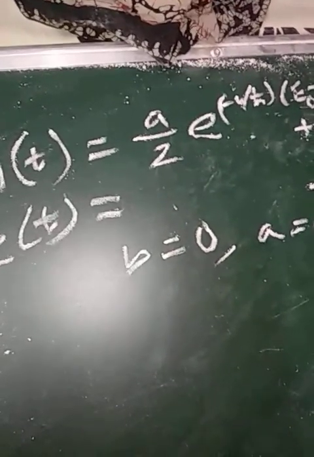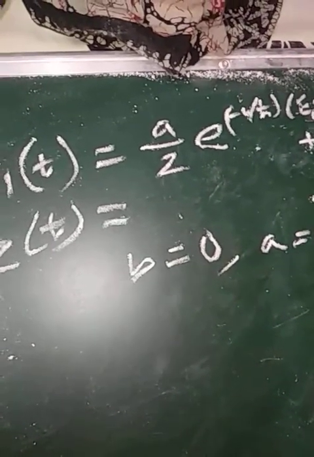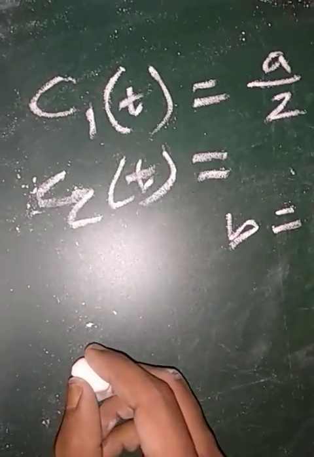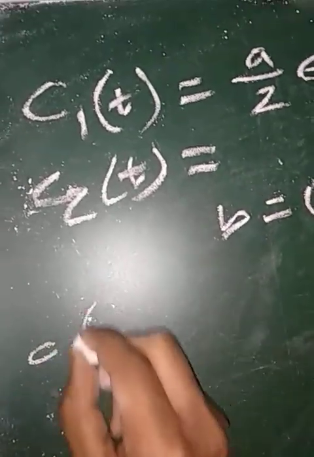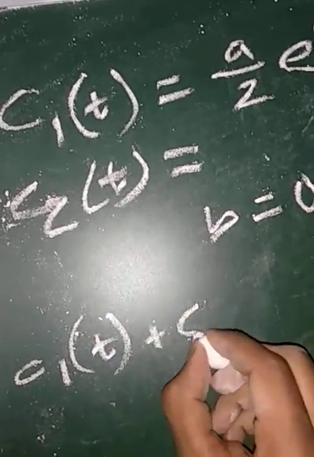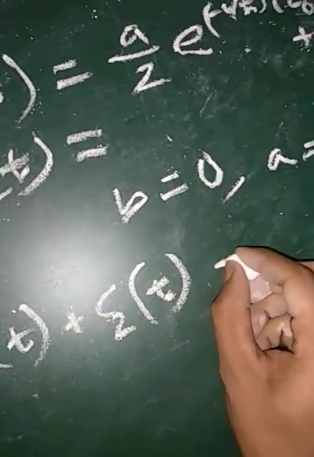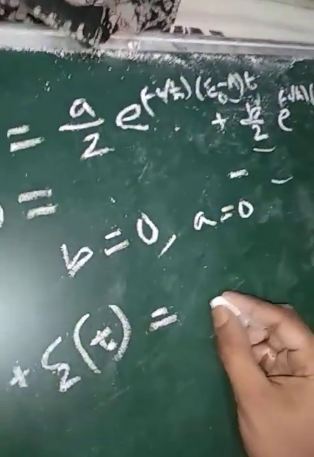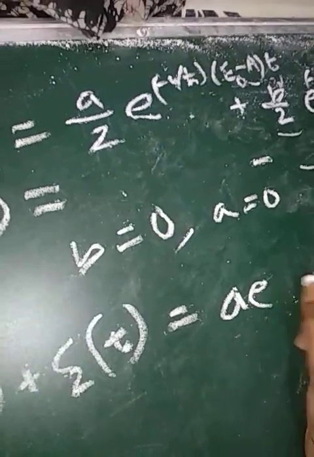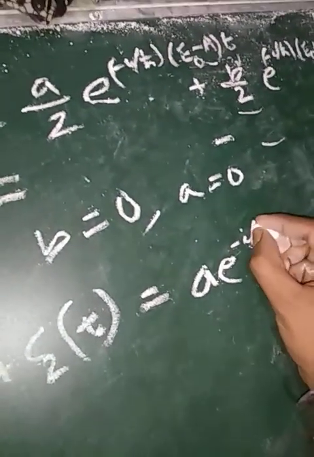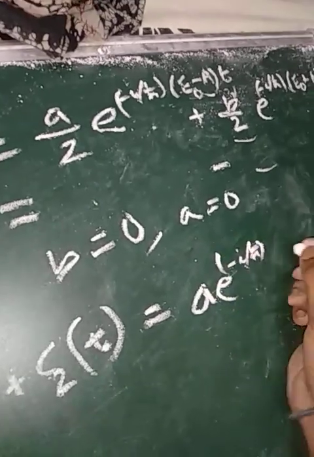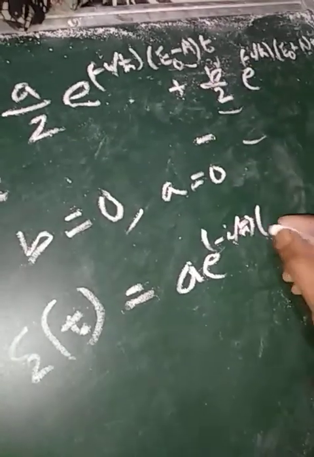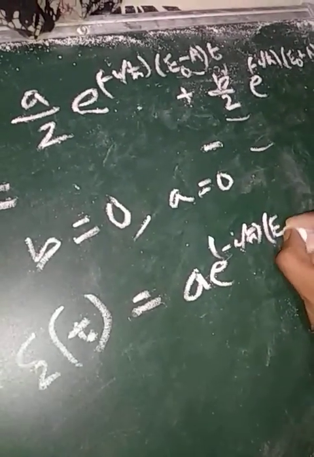Now we can notice something here, that C1(t) plus C2(t), if you sum them, then this thing and this thing cancel out, and this thing comes twice, and we have A e to the power minus i by h cut (E naught minus A) t. This is a thing that repeats itself everywhere in quantum mechanics.